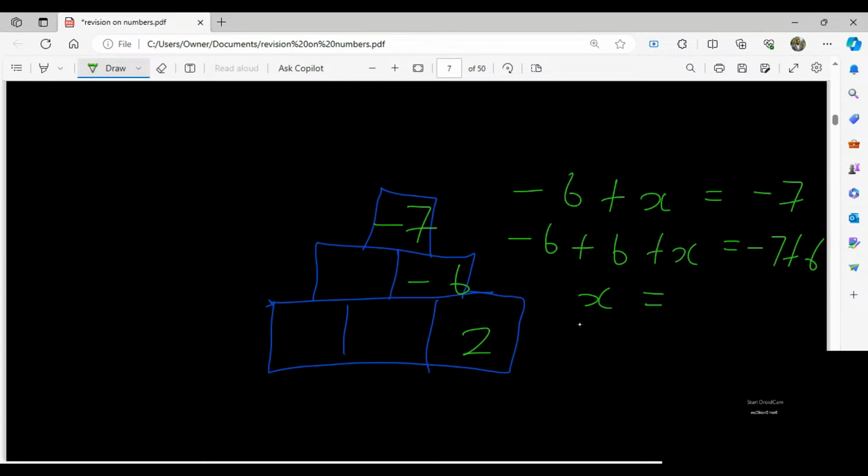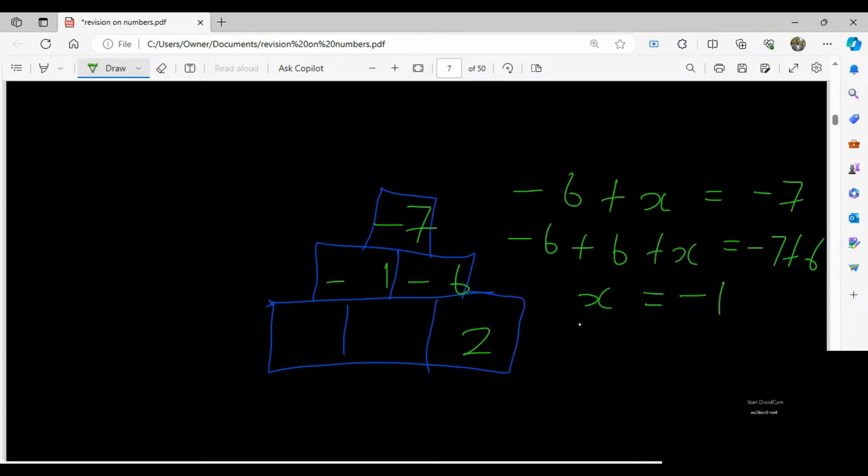And then we're going to add 6. So what it means, adding a positive 6 means that we're going to move 6 places to the right of minus 7, which will lead us to minus 1. So the number here would be minus 1. Okay. If we add minus 1 plus minus 6 will give us minus 7.